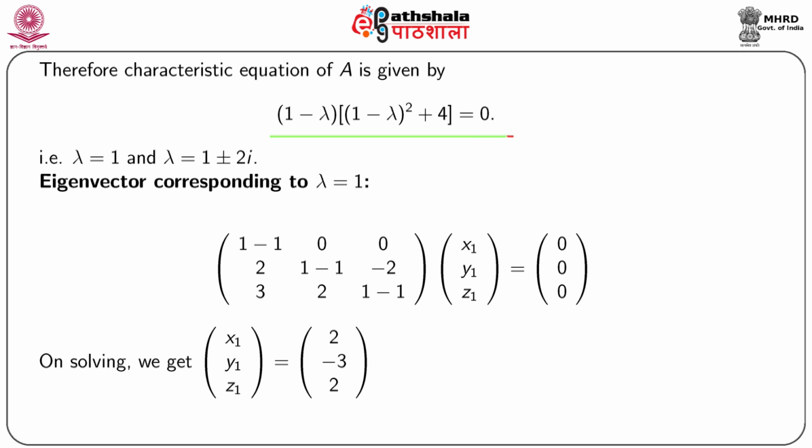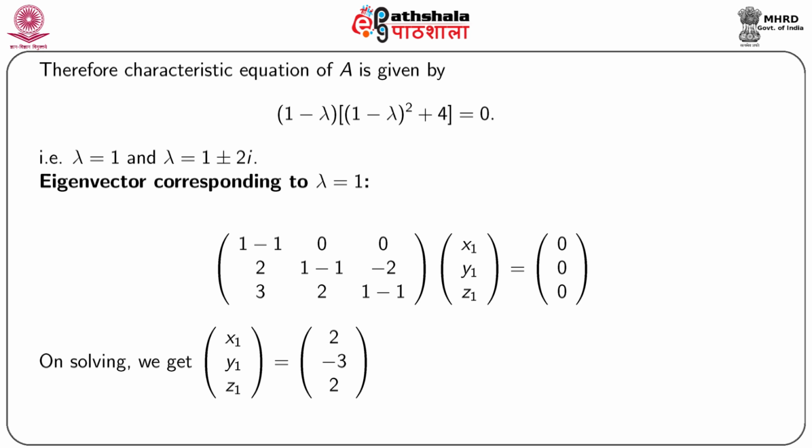If you solve this equation, the first value you get is lambda equal to 1, and the second factor gives (1 minus lambda) whole square plus 4 equal to 0. If you take 4 to the right hand side, this can be written as minus 4, which can be written as 4i square, and hence 1 minus lambda is equal to plus minus 2i, which gives lambda equal to 1 plus minus 2i. Hence the eigenvalues are lambda equal to 1 and lambda equal to 1 plus minus 2i.